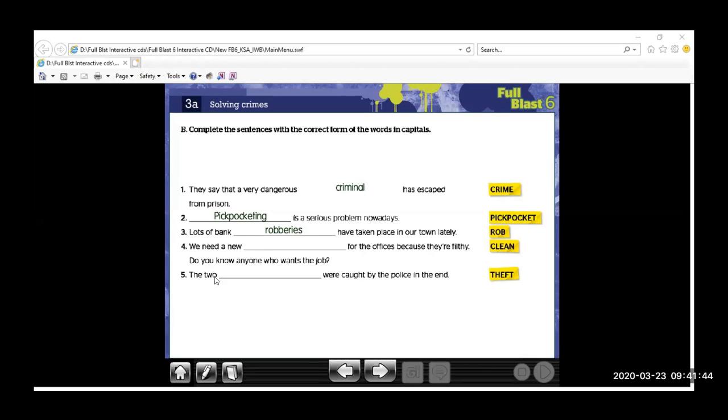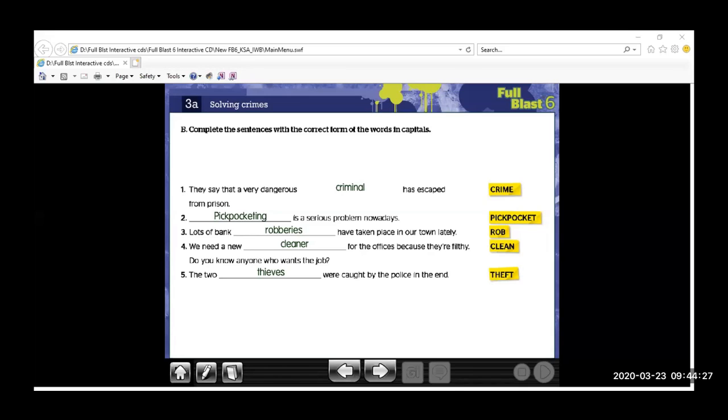Rakan Demir. Rakan. We need a new cleaner. Cleaner, well done. Number 5. The two thieves. Okay, thank you very much.